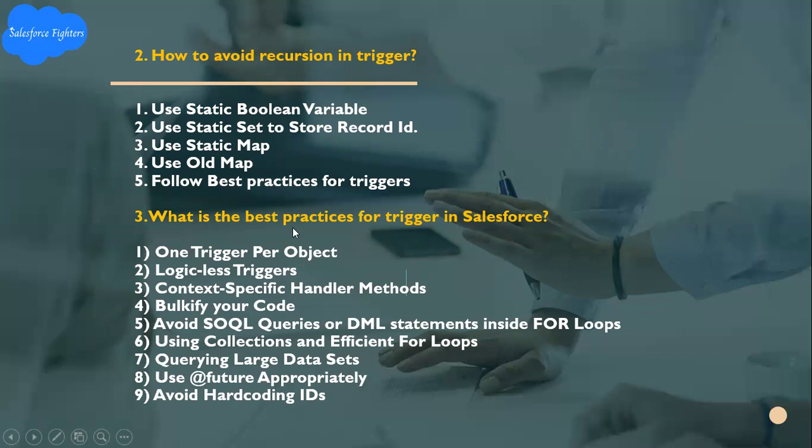Next question: what are the best practices for triggers in Salesforce? Keep no logic in the trigger itself; place logic in trigger context-specific handler methods. Bulkify the code, avoid SOQL queries inside loops using collections and an efficient for loop. Query large datasets using future methods. Avoid hard coding IDs.